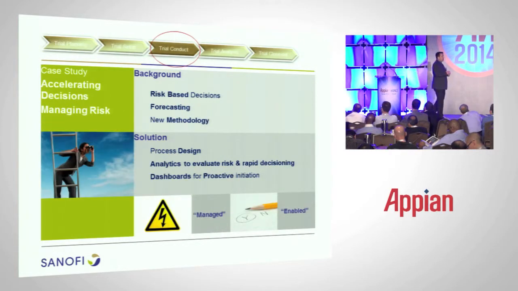Moving on to the next one, it's all about decisions. So how can we accelerate decisions and manage risk? Across the pharma industry, there's a paradigm shift in how we work directly with the sites and the physicians.